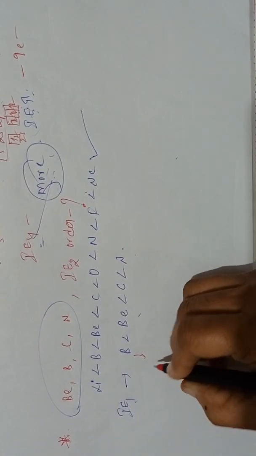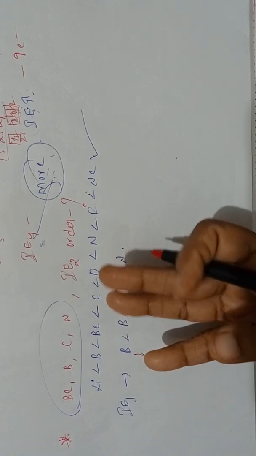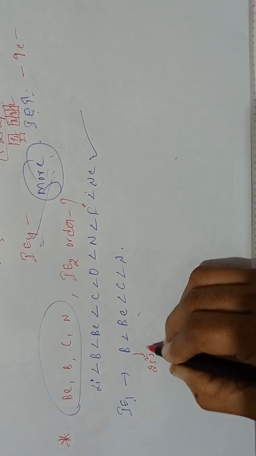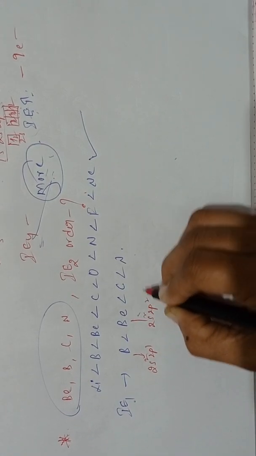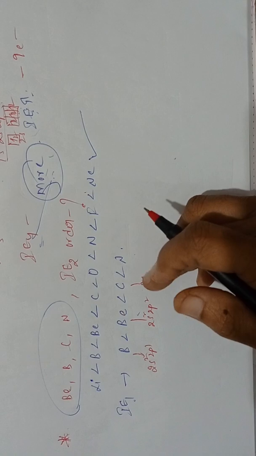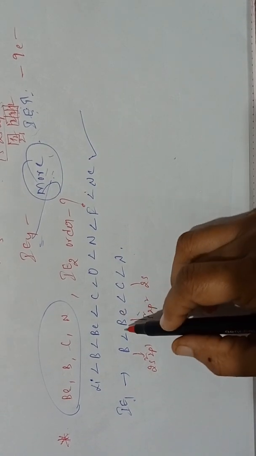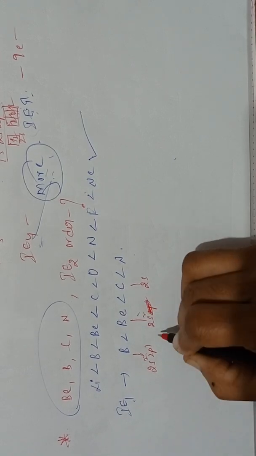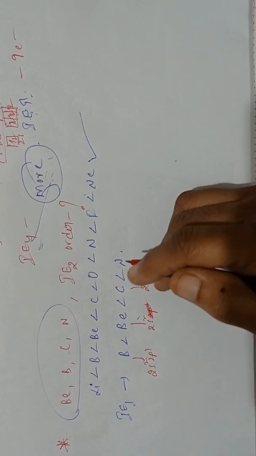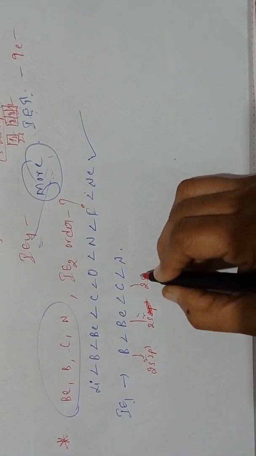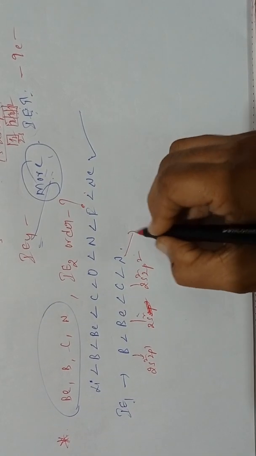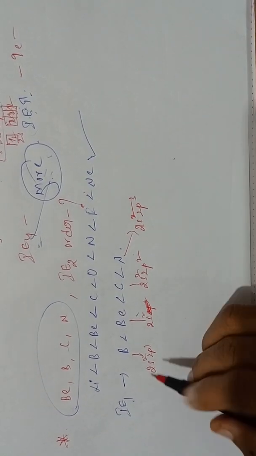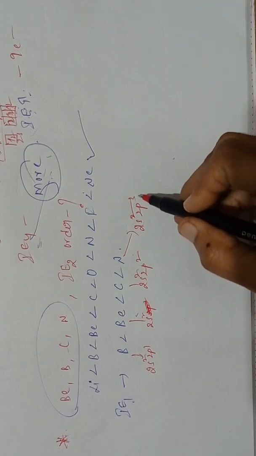So what is the boron electronic configuration, students? Hydrogen, helium, lithium, beryllium, boron is 5, which means 1s2 2s2 2p1. This is boron. Beryllium is 4, that means 1s2 2s2. Carbon has atomic number 6: 1s2 2s2 2p2. Nitrogen is 2s2 2p3. These are the valence electronic configurations: 2s2 2p1, 2s2, 2s2 2p2, 2s2 2p3.